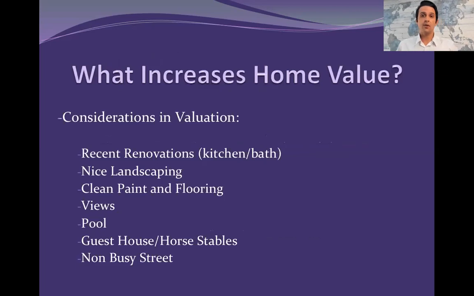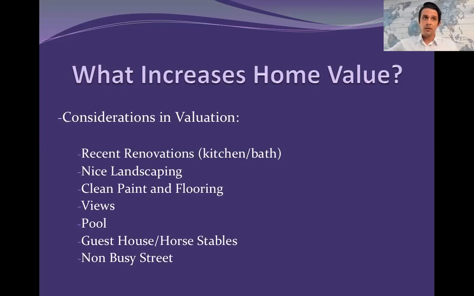So what increases home value, right? What are things that are going to give you an extra pop in dollars when you go to sell or buy? So, consideration and valuation. Recent renovations: a kitchen renovation and a bath renovation are the most valuable type of renovations done to a home. Of course, it would have to be combined with everything else being nice. You can't just have a really nice kitchen and everything else horrible. People do, but it's not going to sell for top dollar. So recent renovations in the kitchen and bath are huge.